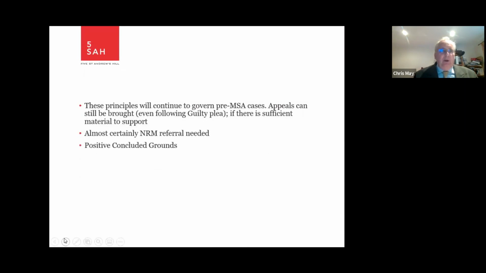So looking at the position now for a case brought now which postdates the 2015 Act. Obviously, you need to run the defence at first instance, but even if you don't, it's still possible in certain restricted circumstances to appeal. The pre-2015 principles still apply.